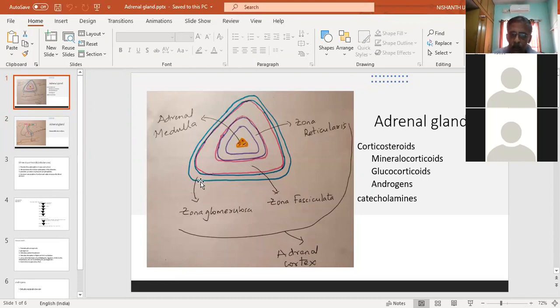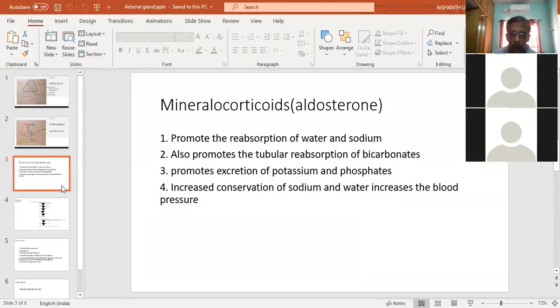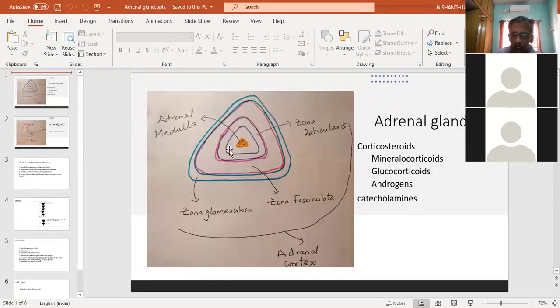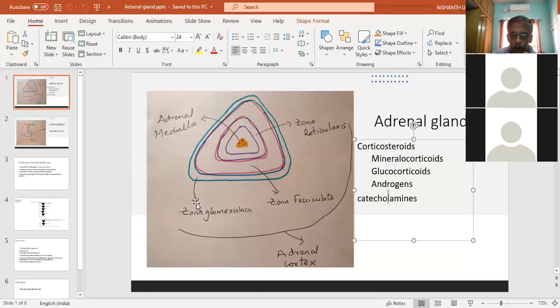Now let us discuss zona glomerulosa, zona fasciculata, and zona reticularis separately. Now come to the third slide. Yeah, let us go through this one. Now you just observe this slide. Here I have written something: adrenal gland and corticosteroids. All the hormones which are produced by the adrenal cortex are called corticosteroids. So the group of hormones produced by zona glomerulosa, zona fasciculata, and zona reticularis are called corticosteroids. That means they produce steroidal hormones.